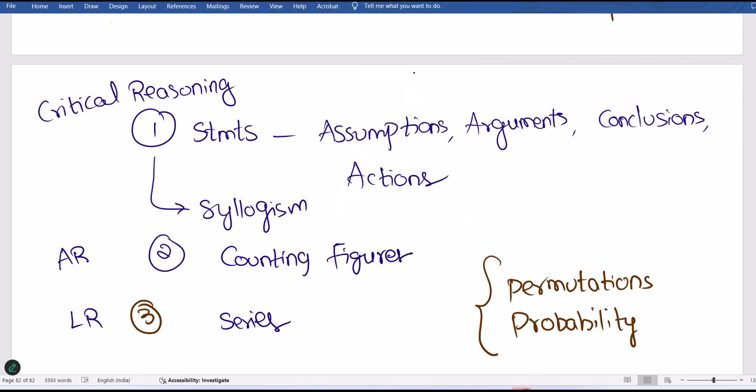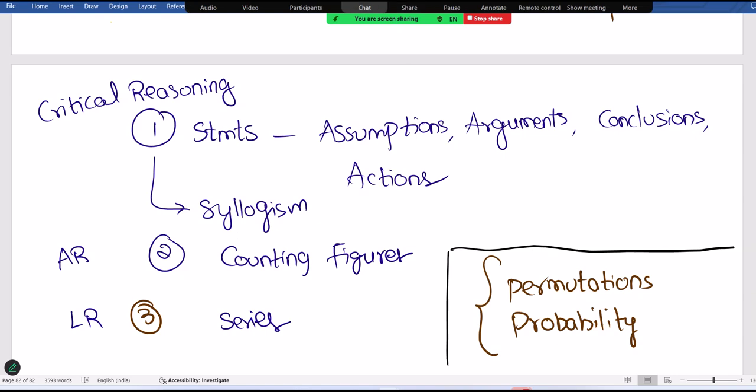Fine. Venn diagrams also, don't ignore. Venn diagrams you also need to focus on, right? Fine. So in reasoning, all topics you need to have a glance at. Fine. Thank you all. Okay. And we'll meet you at the afternoon session.